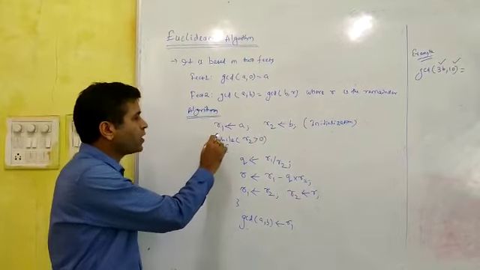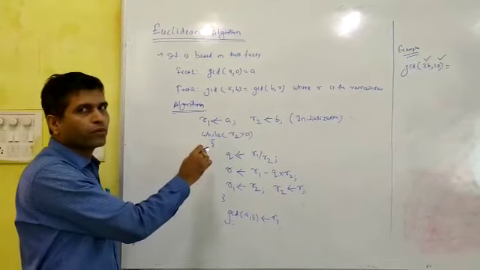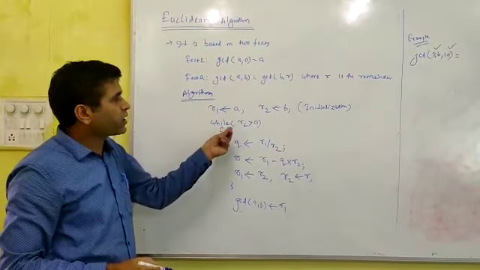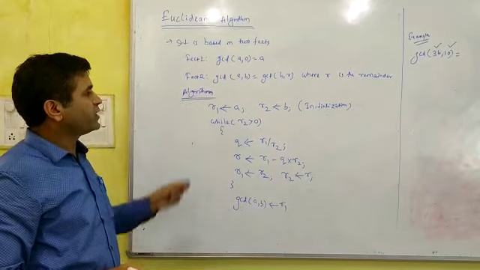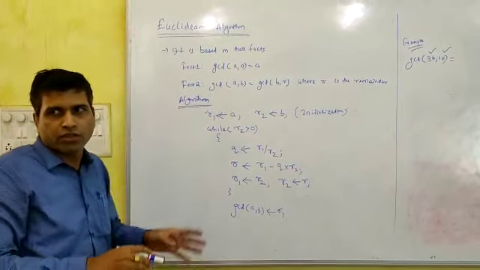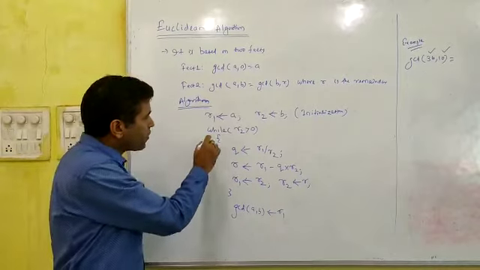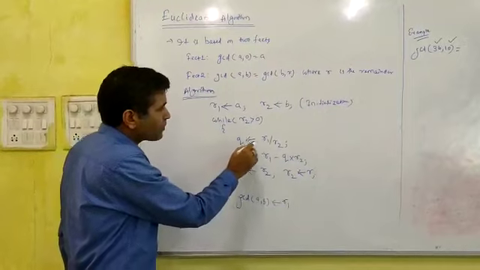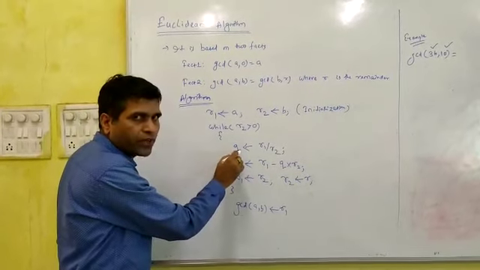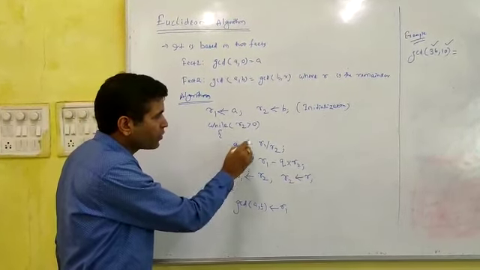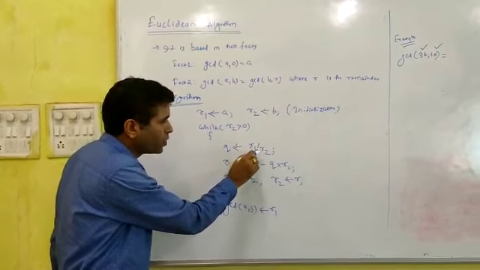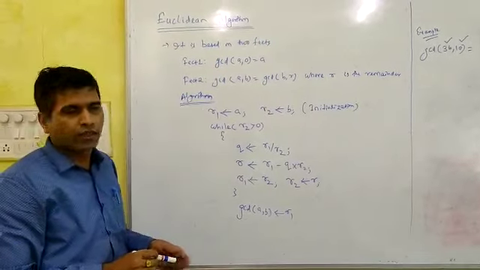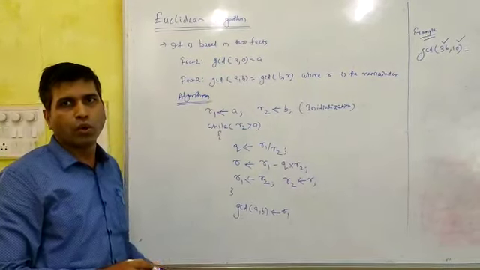Then we go to the while loop. Through the while loop, we have a condition: R2 must always be greater than 0. Whenever R2 is not greater than 0, the loop will not be executed. In the second step, the first statement, we find the value of Q, the quotient. We divide R1 by R2, and we get Q, because R1 and R2 are already known to you.